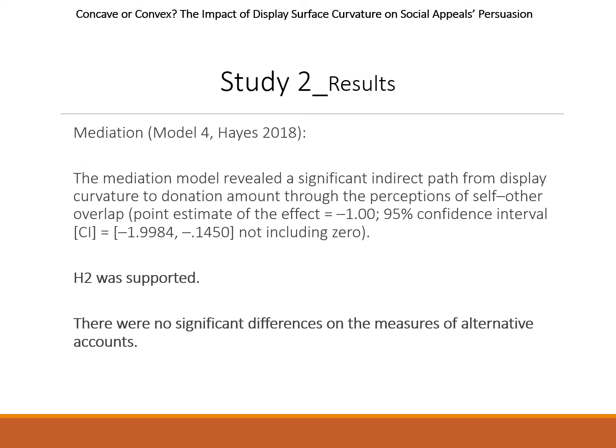The results are consistent with our theoretical framework that a concave versus convex surface increases perceptions of self-other overlap, which in turn leads to increased persuasion as reflected in the donation amount in this study. So hypothesis 2 was supported for the first time. In addition, we observed no significant difference on the alternative explanation measures, so they are ruled out as alternative accounts to explain the effect. Overall, our results of study 2 show that charitable appeals displayed on a concave versus convex surface increase perceptions of self-other overlap, which subsequently leads to increased donations.